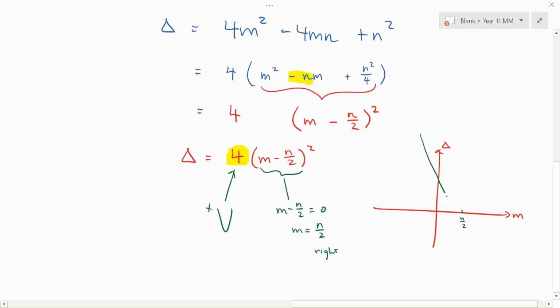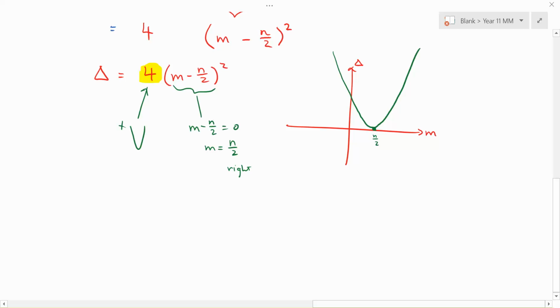So n over 2. Okay, and it doesn't go up or down. It's a smiley face. So if I just do that, what you can see is this graph for all m values, you're always going to get discriminant greater than or equal to 0. It doesn't matter what m you choose. You can choose any values for m. But just because you have solutions or x-intercepts, it doesn't mean that they are rational.